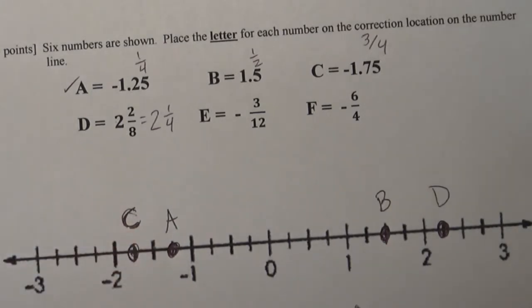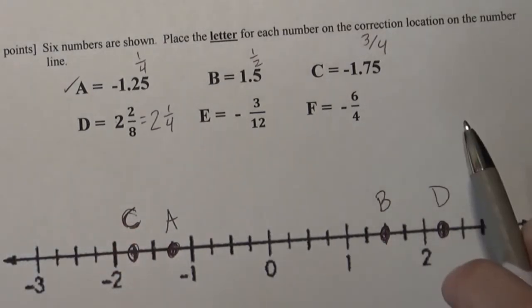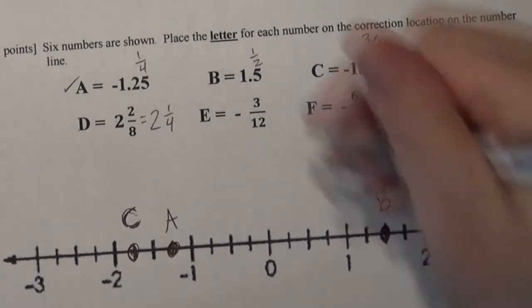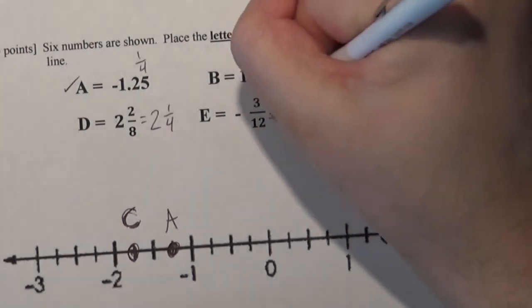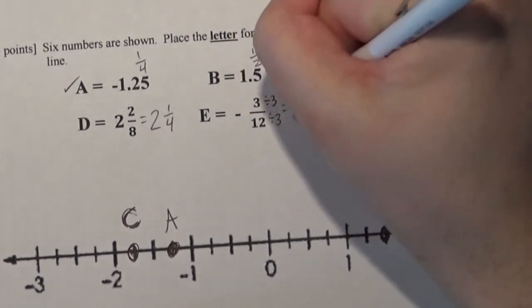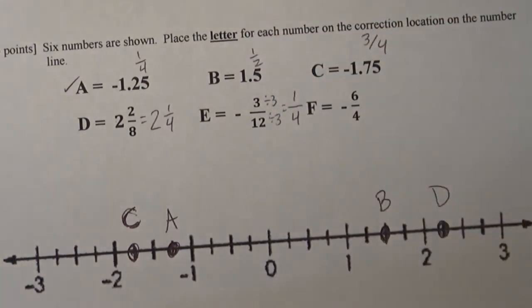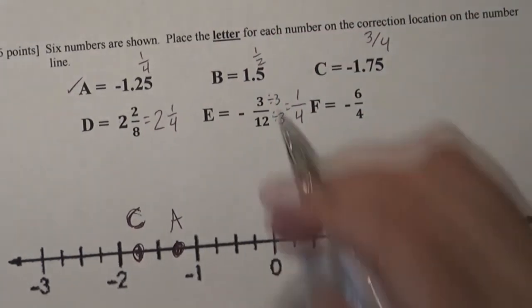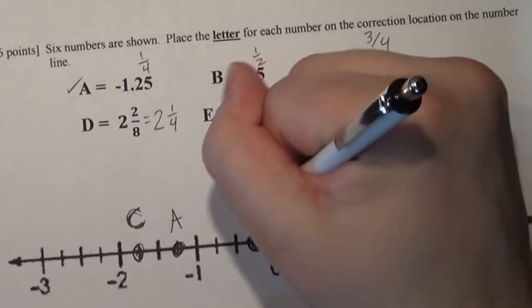Letter E, negative 3/12. What? This is so strange and bizarre for me, but luckily I can reduce this down. I know I can reduce it down by dividing each of these by 3, right? That gives me 1/4. That's negative 1/4. Here's 0. Here's negative 1/4. That's going to be point E.